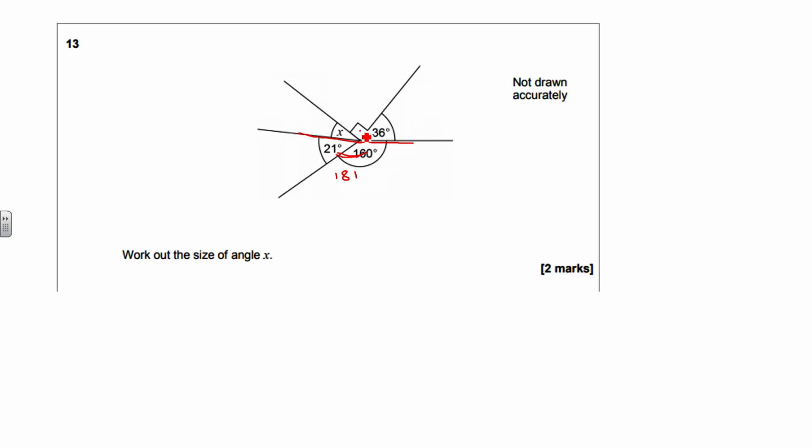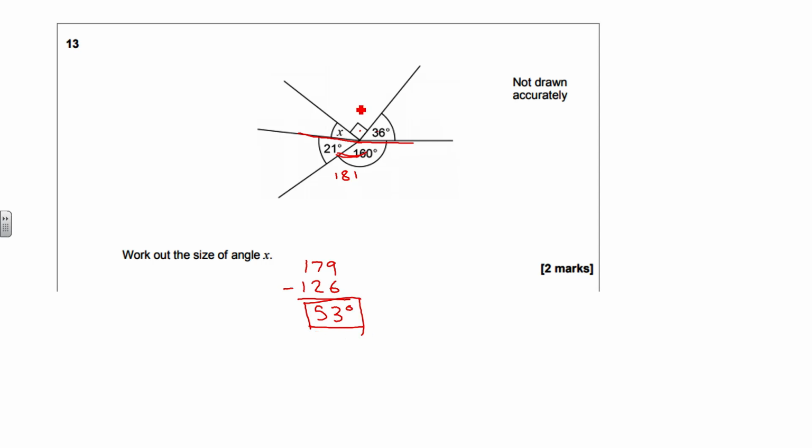So these 3 angles here will add up to 179. Alternatively, I can just take them all from 360. So I've got 126 degrees to come away from that, which leaves me with 53 degrees.